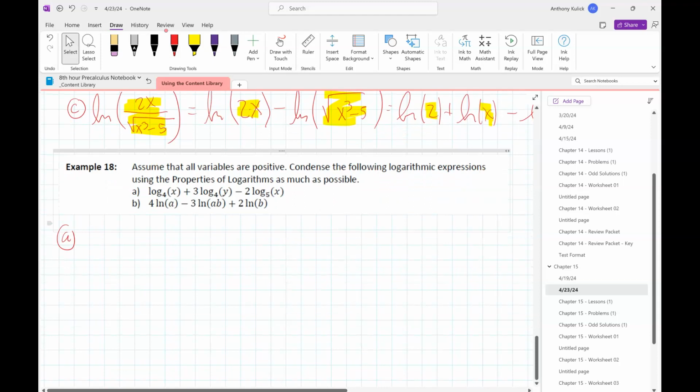Condensing time. So the order for condensing is reversed. Instead of going for expanding, where we went quotient, product, power, for condensing, we're going to go power, product, quotient. And before, in expanding, we looked inside the logarithm for the property. Now for condensing, we're going to be looking outside the logarithm for the property.